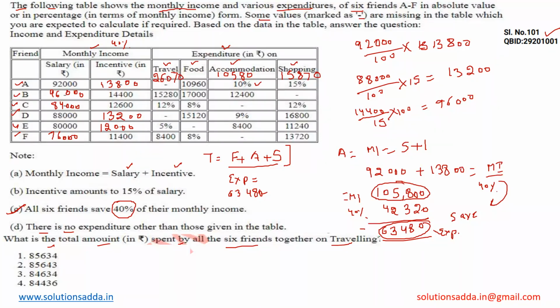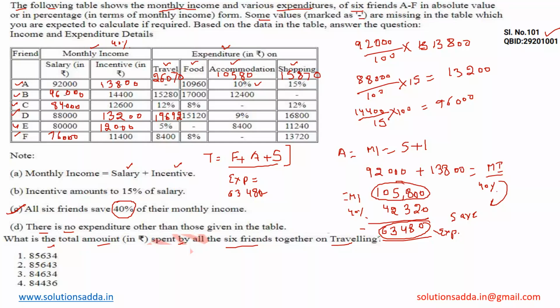Similarly, you can fill these details over here. Next, for person D, it is missing over here. So we can calculate this, and here we find out that the missing value is 19,692. Similarly, you can calculate: first find out the 9% of the monthly income, then add these values and deduct this value. You may find out the traveling value by adding the food, accommodation, shopping and deducting it from the total expenditure value.